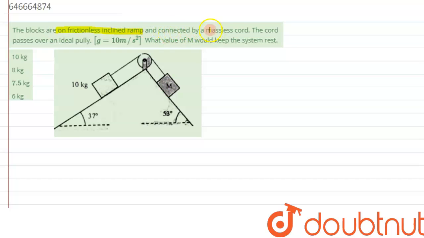Hi everyone, so we are given a question which says the blocks are on a frictionless inclined ramp and connected by a massless rod. The rod passes over an ideal pulley. We can take g as 10 meter per second square, that is acceleration due to gravity.